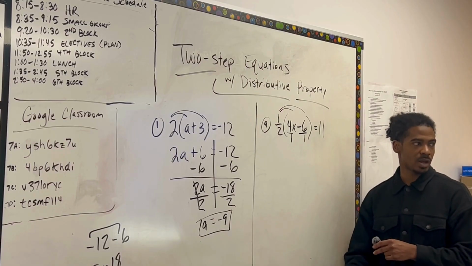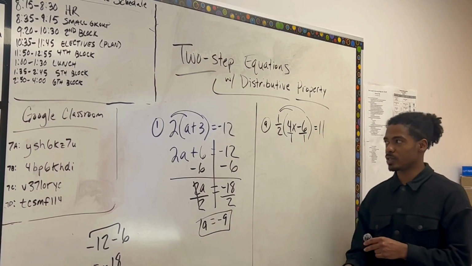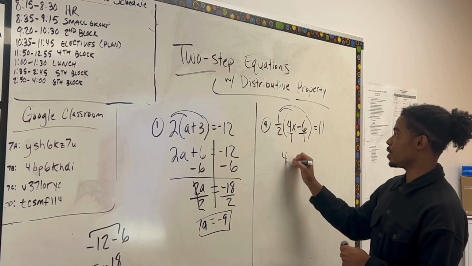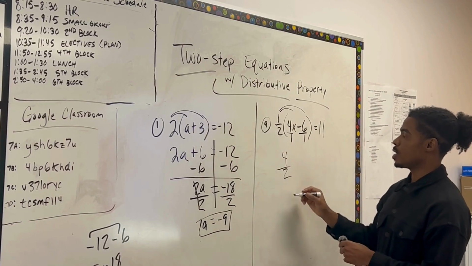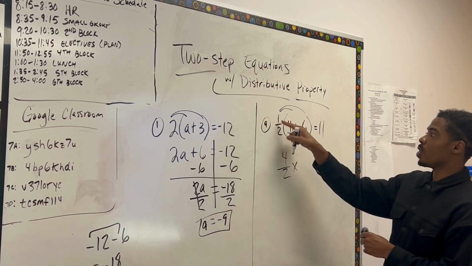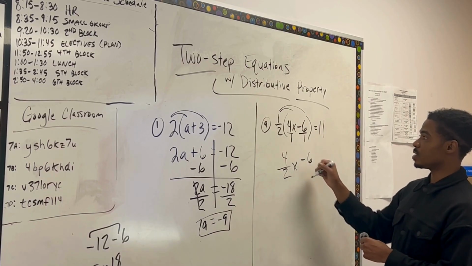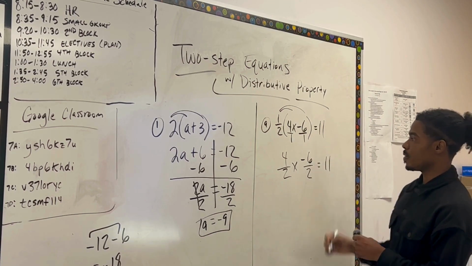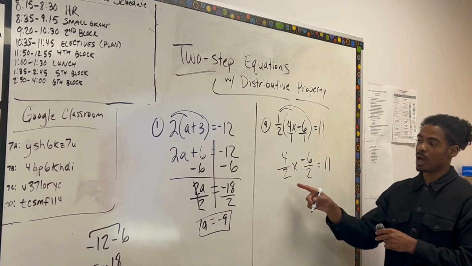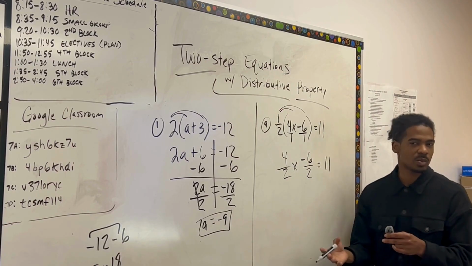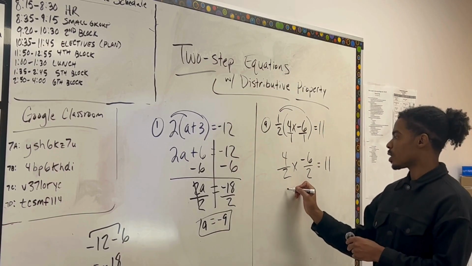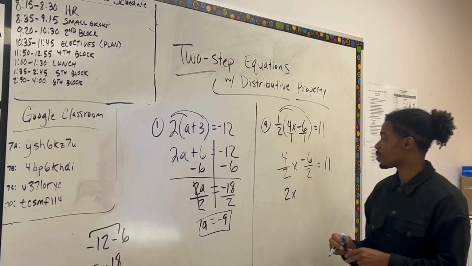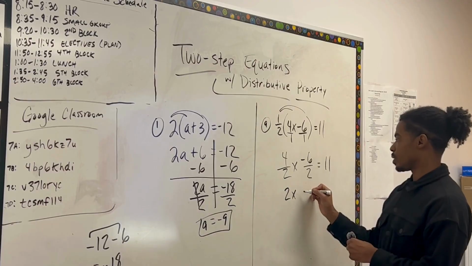Once we do that, right, now we can multiply our numerators and denominators. So 1 times 4 is 4. 2 times 1 is 2. Keep my x. 1 times negative 6 is negative 6. 2 times 1 is 2. And then equals 11. Now, if I'm looking at these fractions, I will notice they can be simplified. Easy. What's 4 divided by 2? Keep my x. What's negative 6 divided by 2? Negative 3.